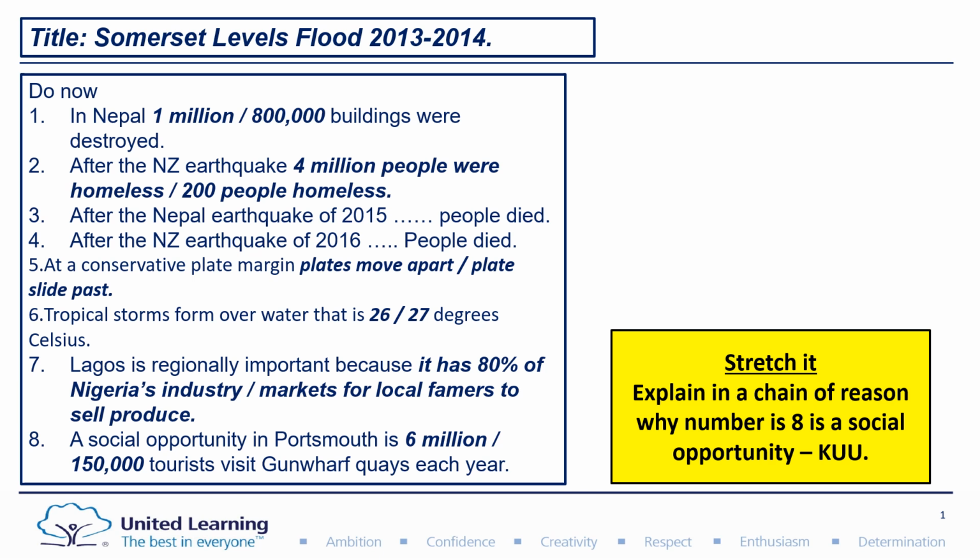Right, let's go through the answers. Number 1 is 800,000. Number 2 is 200 people. Number 3 is 9,000. Number 4 is 2. Number 5 is the plates slide past each other. Number 6 is 27. Number 7 is markets for local farmers. And number 8 is 6 million.